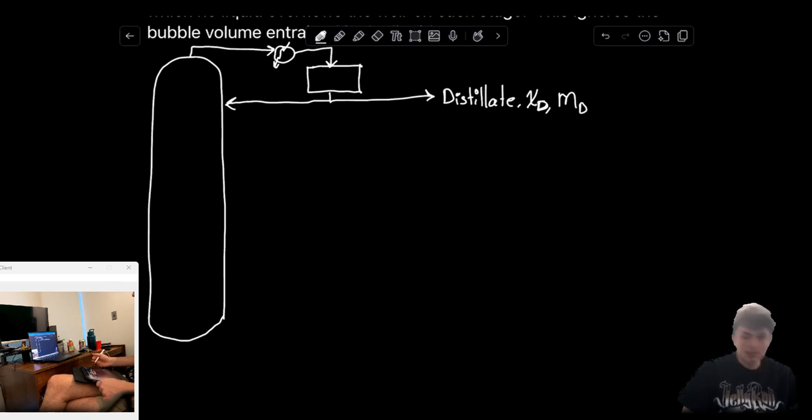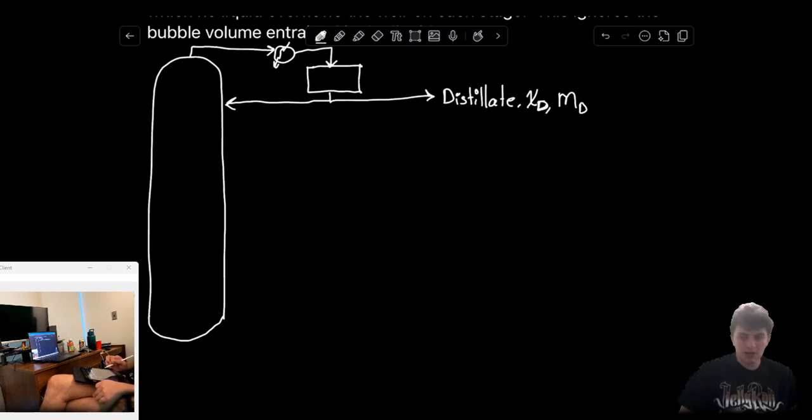And D is just, in this case, all of our subscripts are really going to denote the location that our X and our M are corresponding to. So our variables of interest here are X and M, and then our subscripts are going to denote location. So again, this is a total condenser, which means we only have a liquid product.